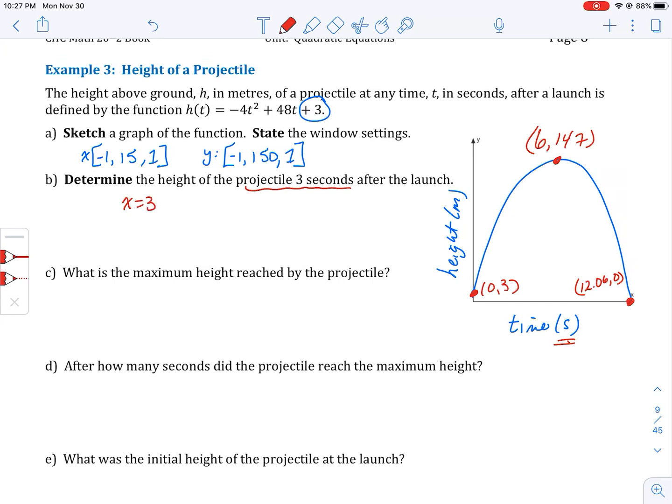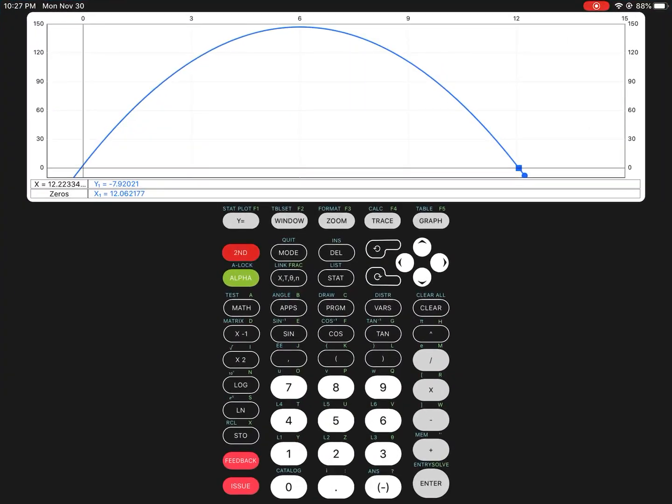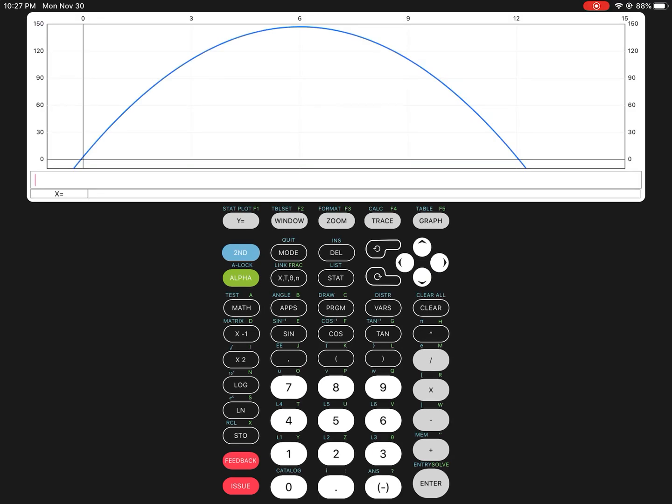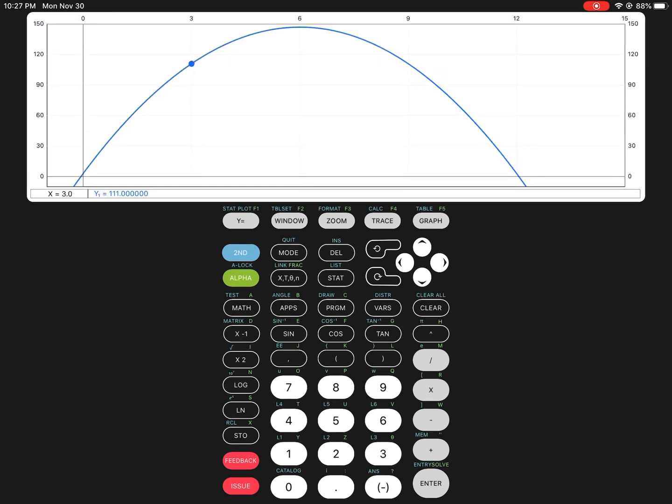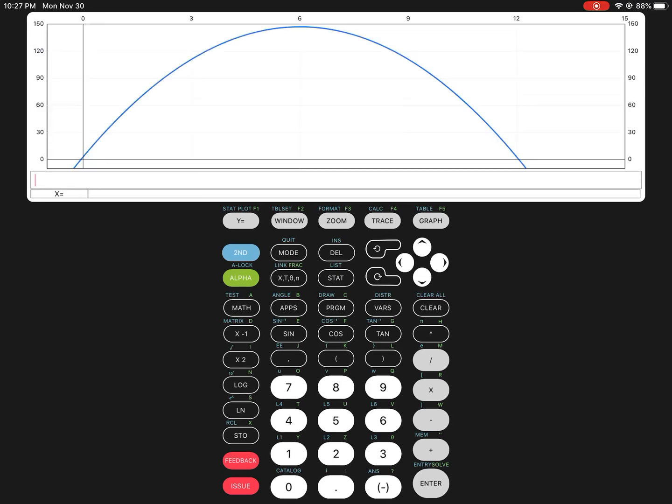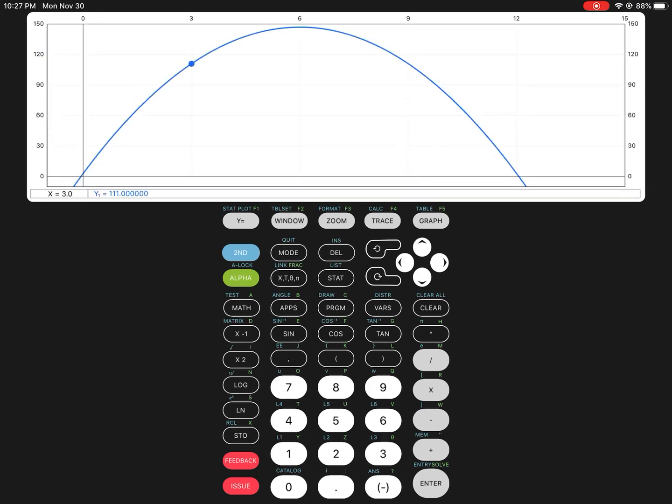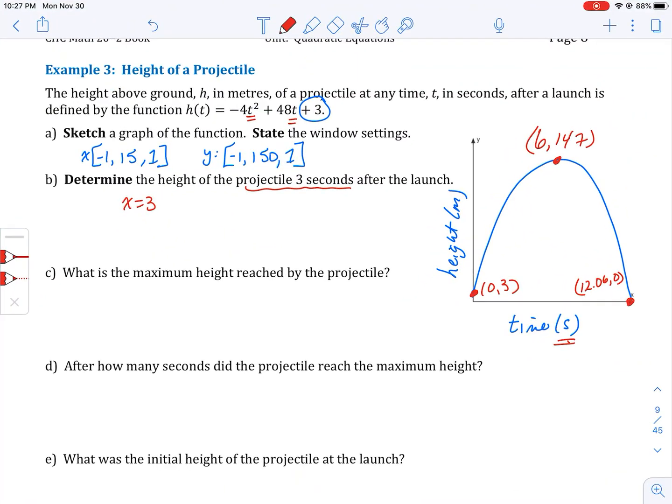Algebraically, I could always throw a 3 in for t and solve that for the height. Or if I'm using my calculator, I know that I can use the function to calculate the value when x is 3. I went to second function, calculate number 1, the value when x is 3. And y would be 111. So therefore, that's 111 meters.